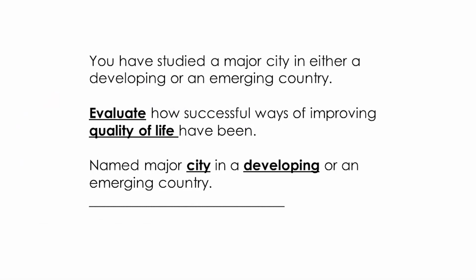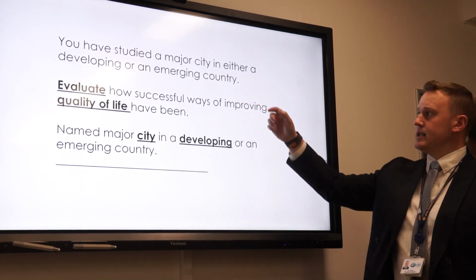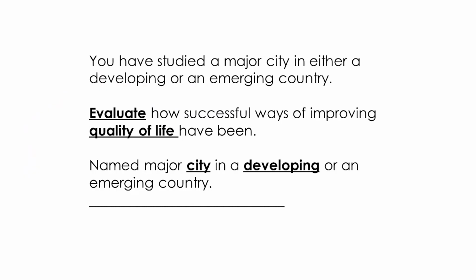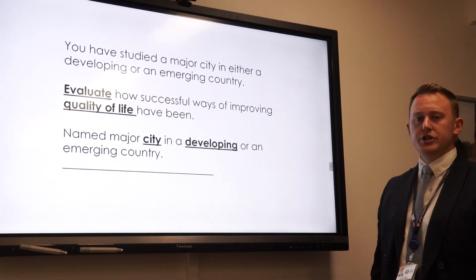So the question is this: you have studied a major city in either a developing or an emerging country. For us, that country is India, and that city is Mumbai. And the question: evaluate how successful ways of improving quality of life have been. And then underneath here, named major city in a developing or an emerging country.